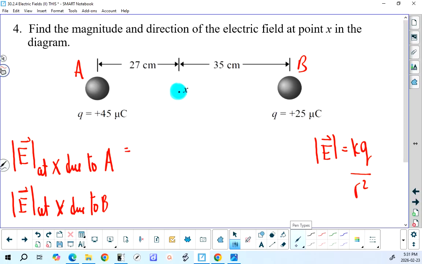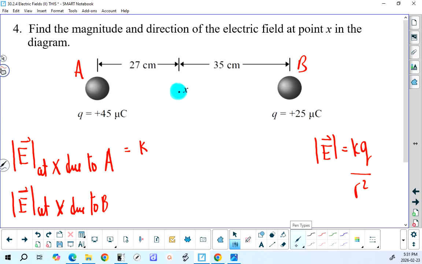It's 8.99 times 10 to the 9 newton meter squared per coulomb squared. It's K. And I'm also not going to worry about units here. We've talked about this in class numerous times. If you were ever given any kind of written assignment, or you're working in post-secondary on an assignment or a quiz or an exam where it's expected, then you're certainly going to put units.